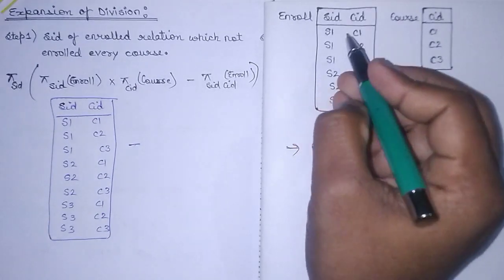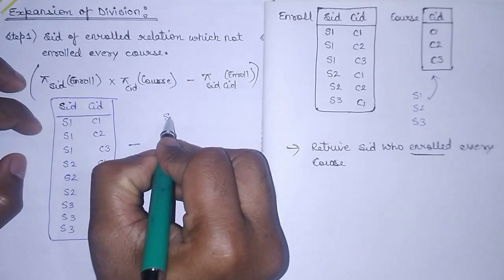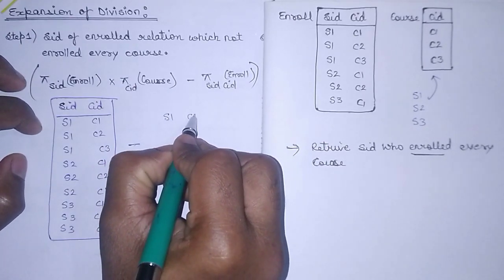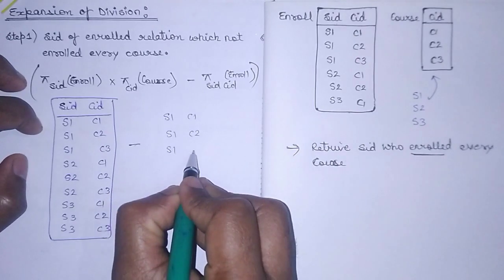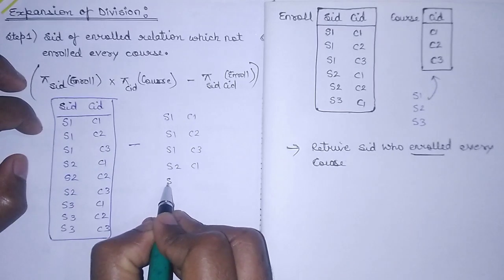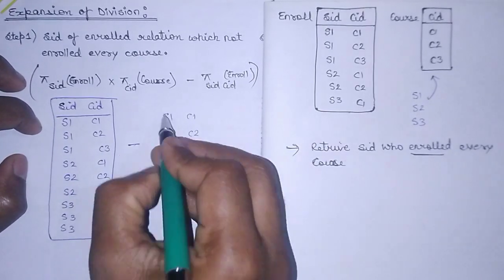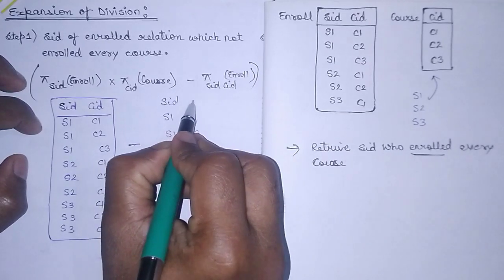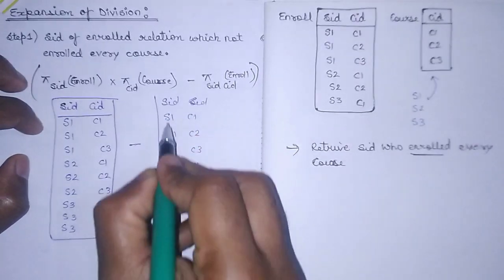So you can just simply subtract this particular table by, I am writing here, S1 C1, S1 C2, S1 C3, S2 C1, S2 C2 and S3 C1. So this is the given table, and this is CID.